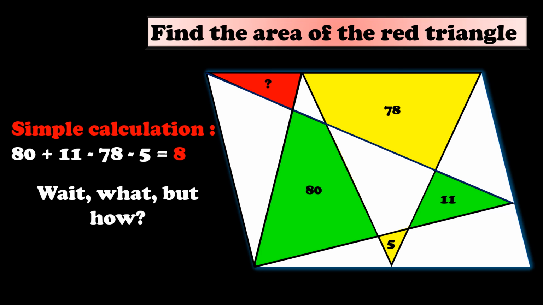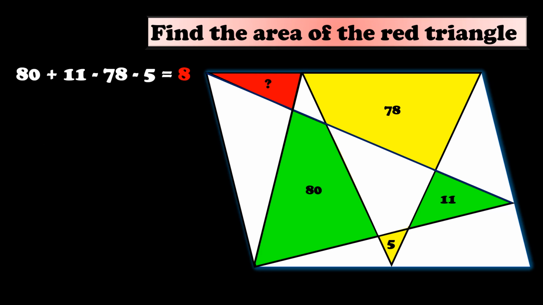Wait, what? But how? Okay, so basically, to get to this answer, we need to understand the basic arithmetic properties of the areas of the parallelograms and triangles and the connection between them. If we now recall the area of a parallelogram, it is simply base times height. For the area of the triangle, it is base times height divided by 2.